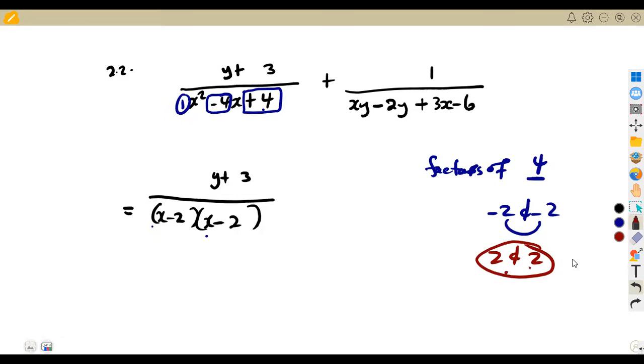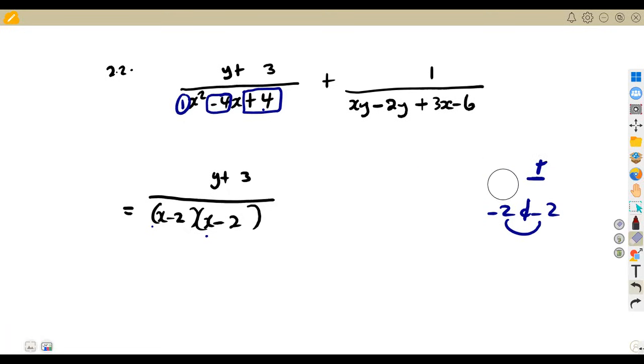No, this one, if we add, we get a positive 4, not a minus 4. So that's why we can't use this part, because it's not adding up to minus 4, all right? We do the same thing on this other part. We are supposed also to simplify.